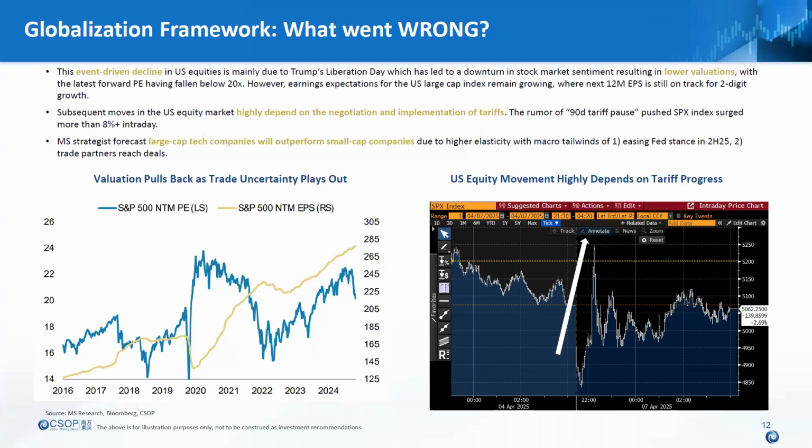But in the future, we should still be more selective in the US stock market. For example, within the US, the large cap tech firms may outperform the small cap counterparts due to the higher elasticity with the macro tailwinds, such as the potential easing stance from the Fed in the second half, and also the trade partners if they can reach some deals.